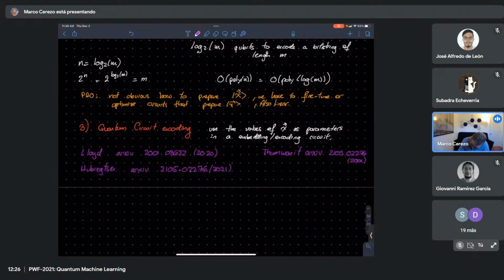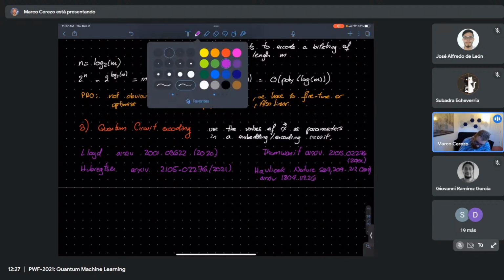And we also have Nature 567, 209 to 212, 2019. You can find this paper on the arXiv 1804.11326. So what is the main idea here?